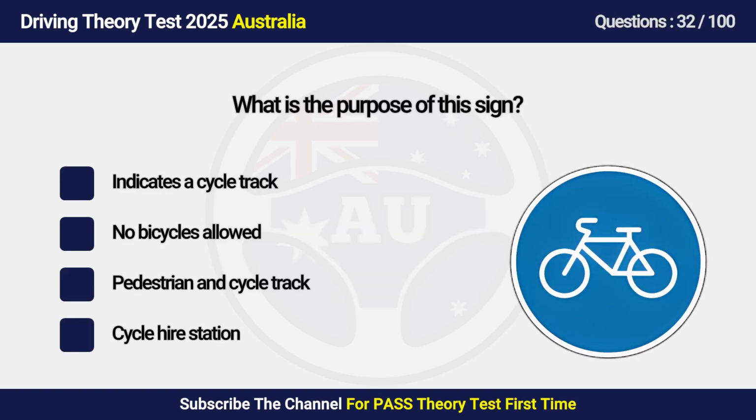A. A cycle track. B. No bicycles allowed. C. Pedestrian and cycle track. D. Cycle hire station.